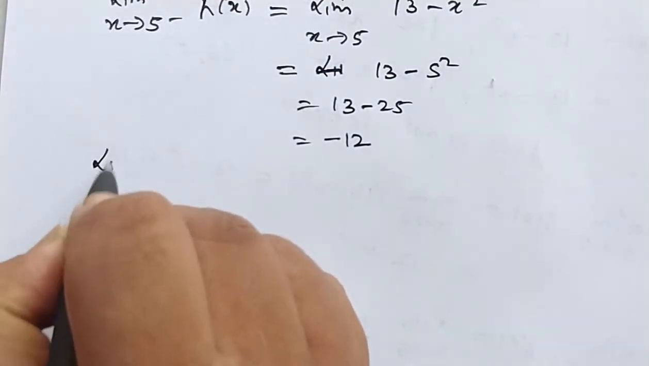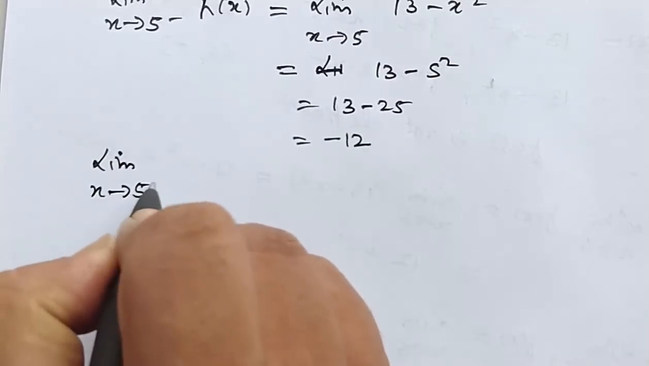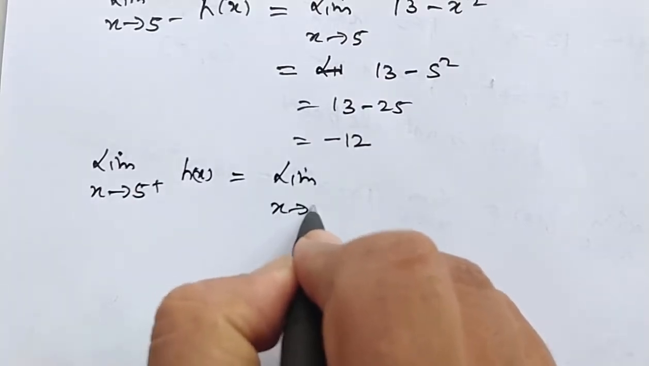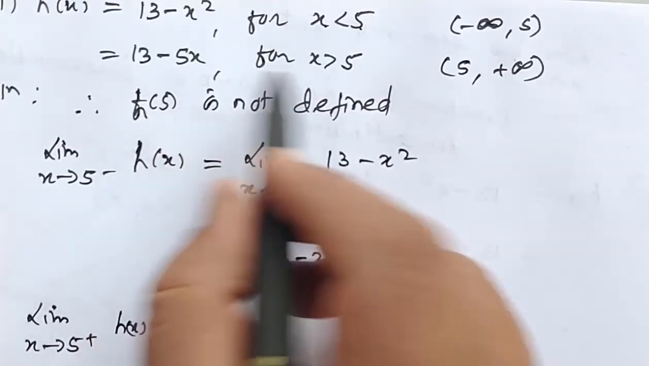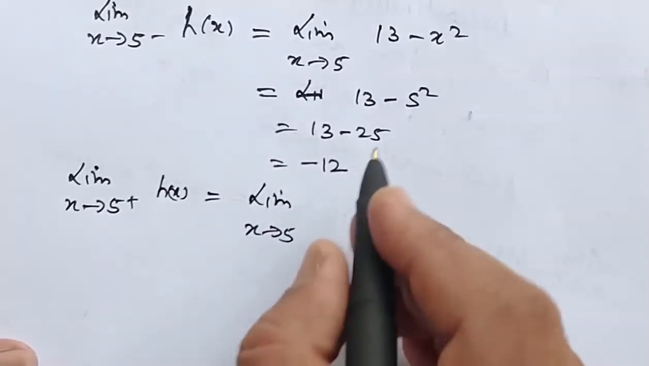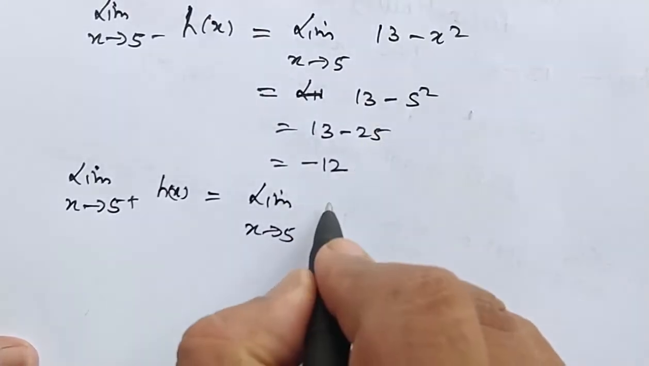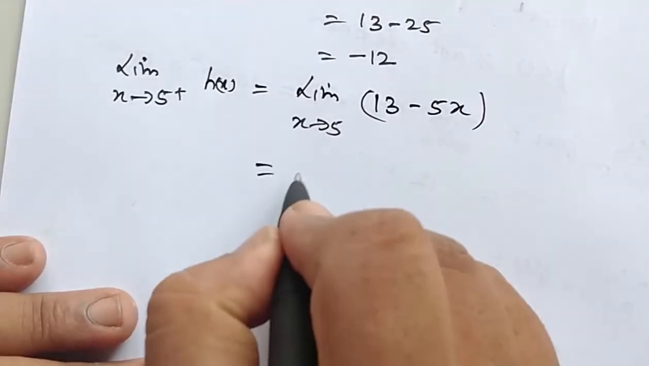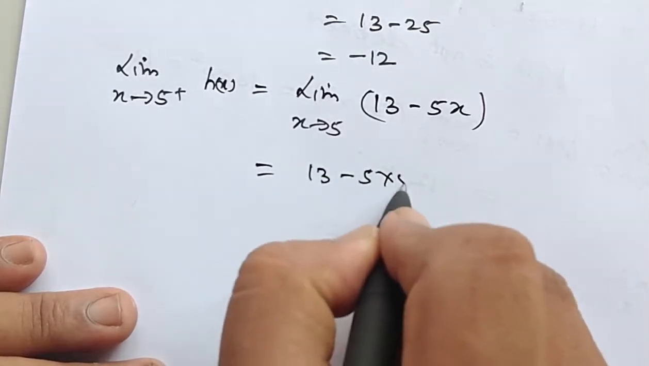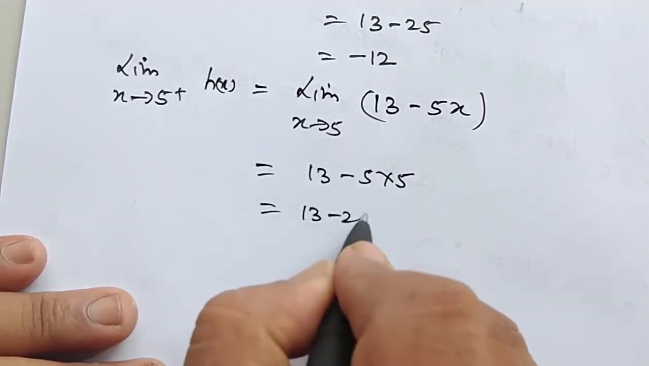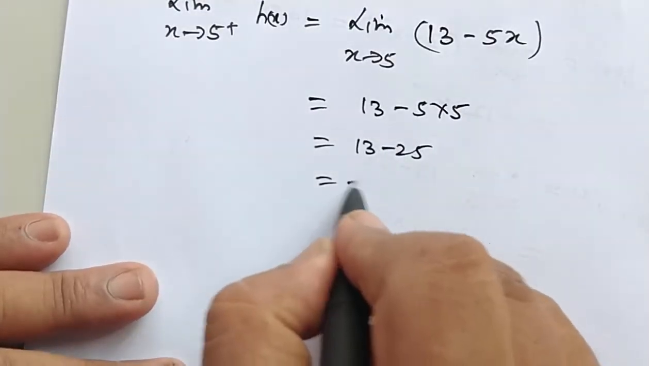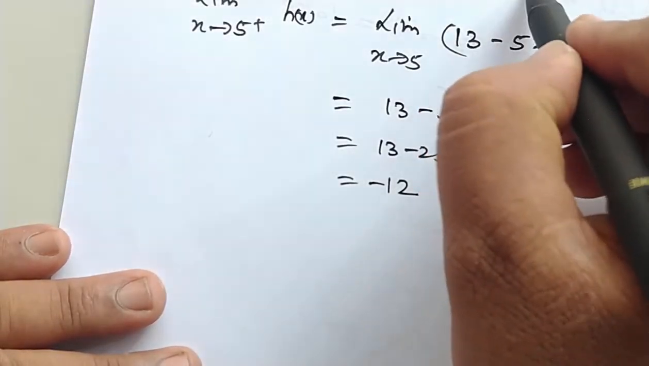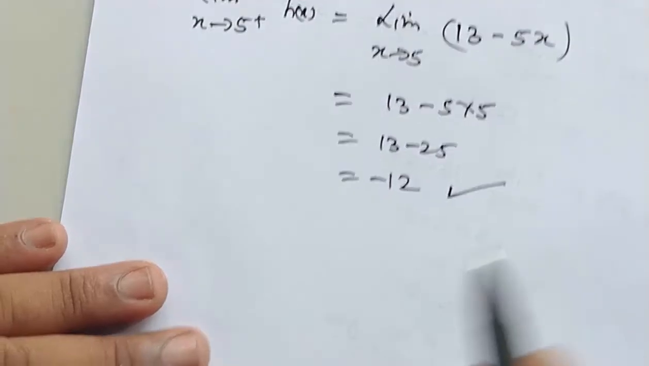Now right hand limit x tends to 5 plus h of x is equal to, the right hand definition is 13 minus 5x for x is greater than 5. So it is 13 minus 5x. Putting x is equal to 5, 13 minus 5 into 5. It is 13 minus 25. It is equal to minus 12. Therefore, left hand limit is minus 12. Right hand limit is also minus 12.